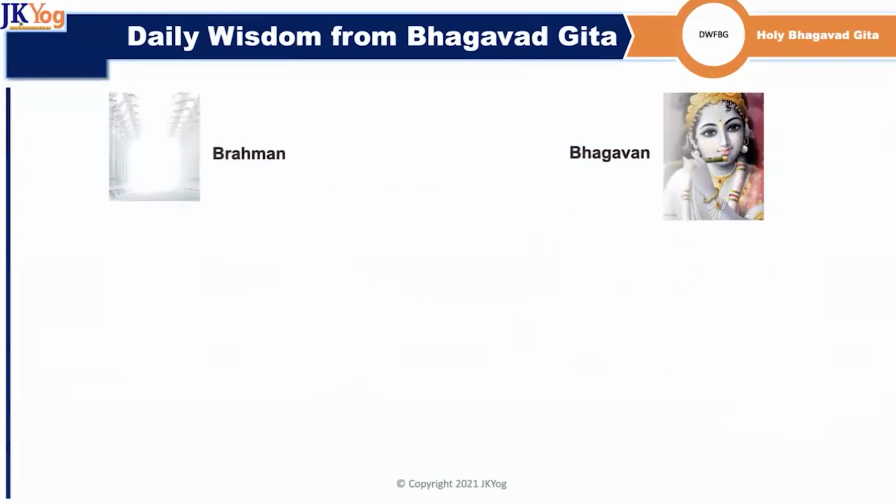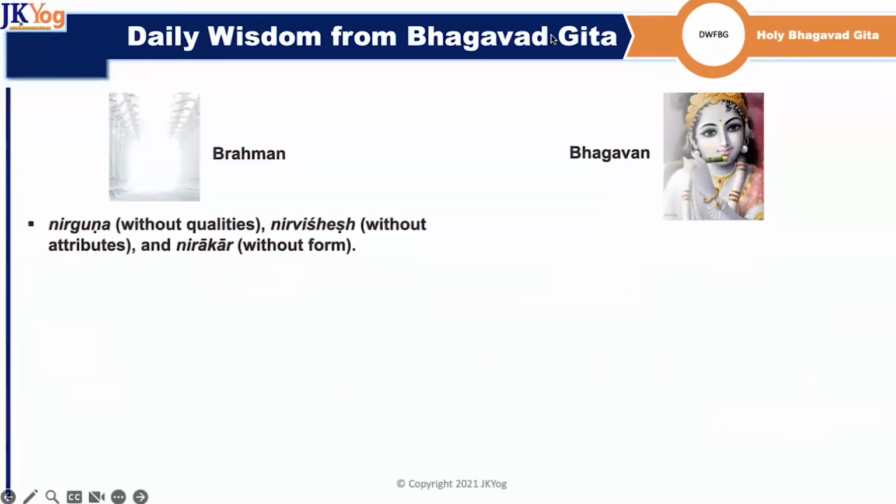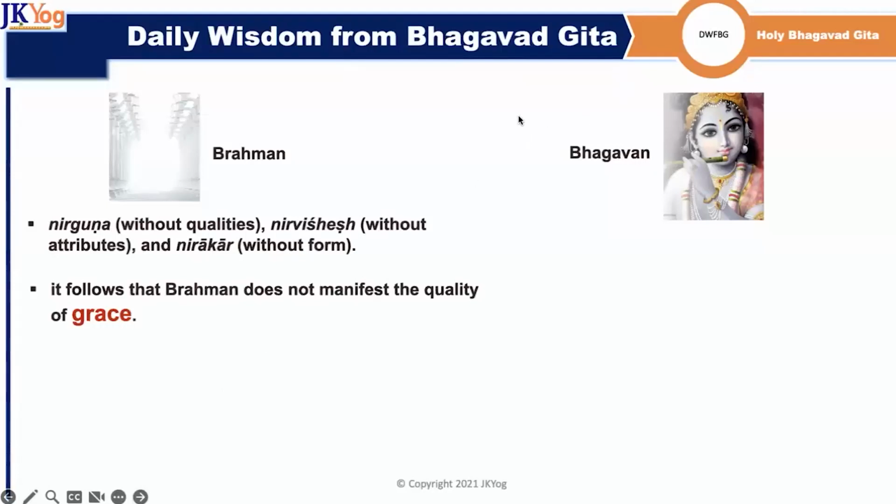So Brahman, this is the formless aspect. We'll compare and contrast it today. This is Nirgun, which is without qualities. Then Nirvishesh, without attributes, and Nirakar, without form. Now it follows that Brahman does not manifest the quality of grace. It's a very, very important and technical point. There is no aspect of grace in the worship of Brahman or the formless.